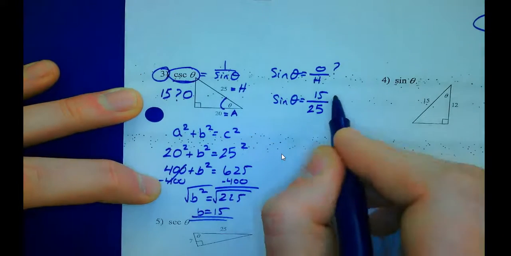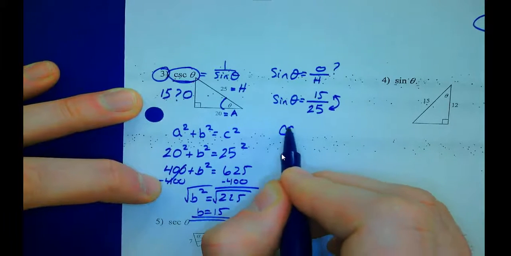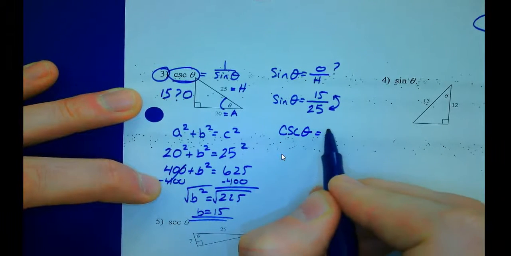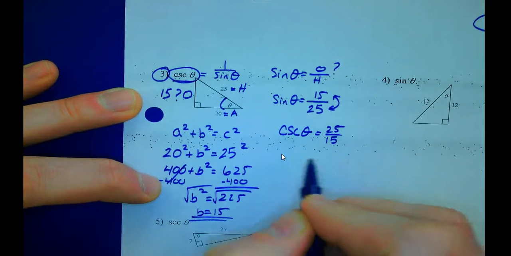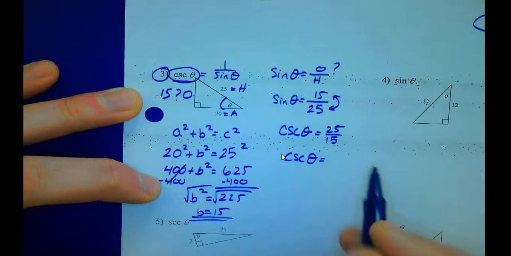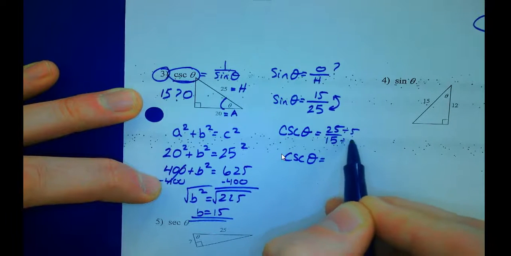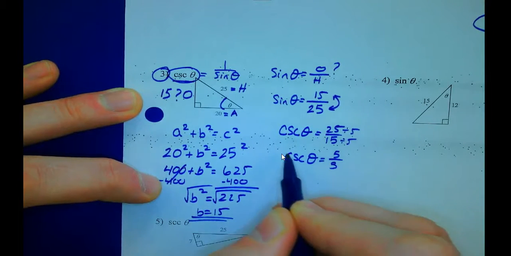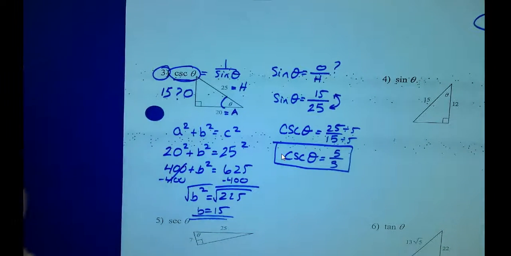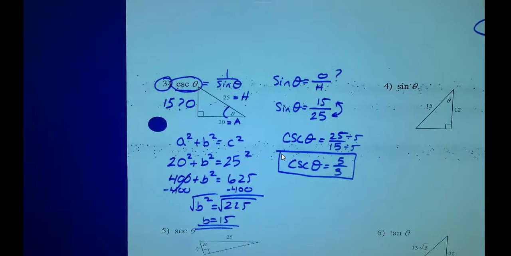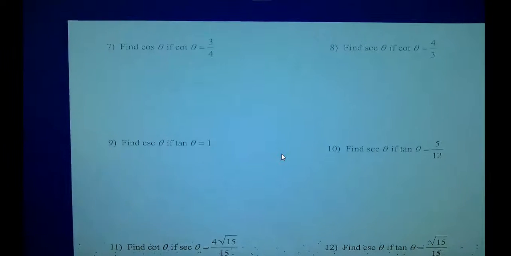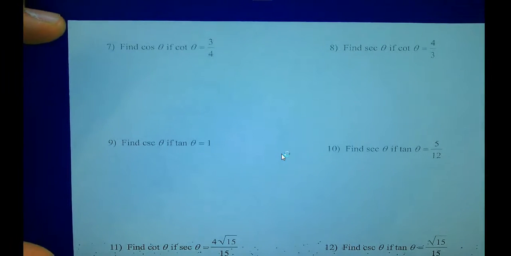Because they're looking for cosecant now, we want to take this reciprocal and say the cosecant of theta then is 25 over 15, and this can be reduced, so 25 divided by 5 and 15 divided by 5, you get 5 over 3. Okay? Alright, and the last kind I want to show you is when you have a reciprocal trig function and you're looking for a different trig function. Okay? And the one that I want to highlight is number 12.